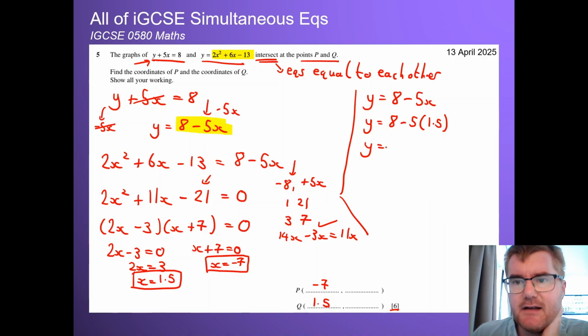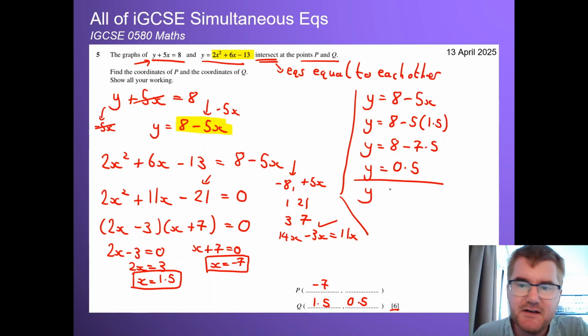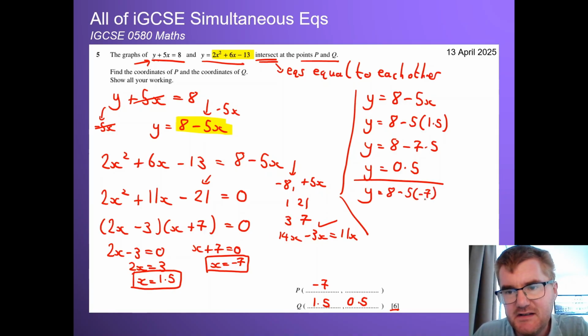Okay, so that's 8 minus 7.5. Again, your mental maths is useful here to make sure you can do these questions nice and quickly. So we have 0.5. And we do the same now with the other value of x, so y equals 8 minus 5 brackets minus 7.